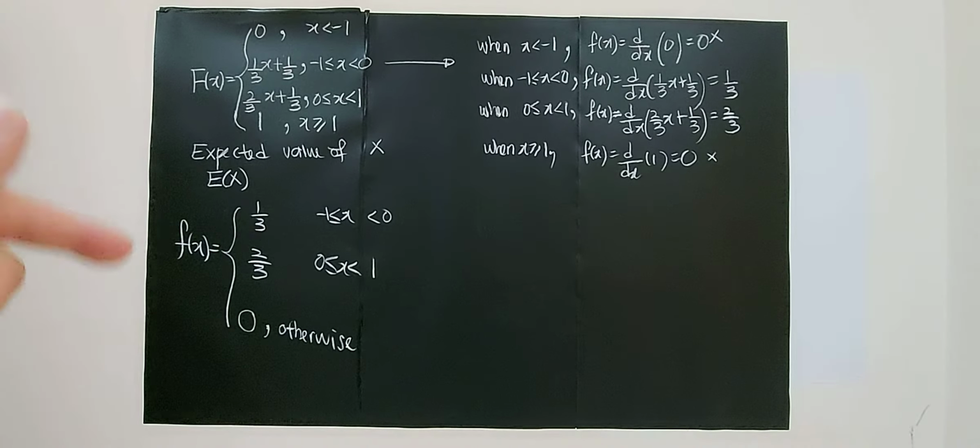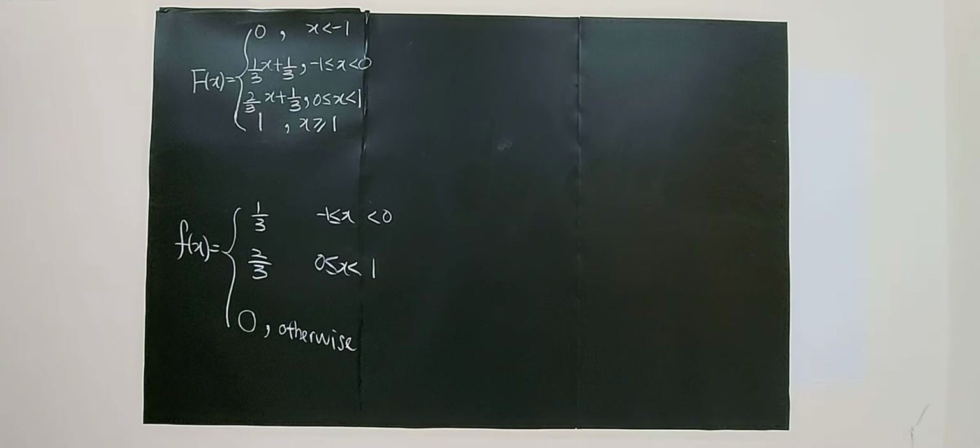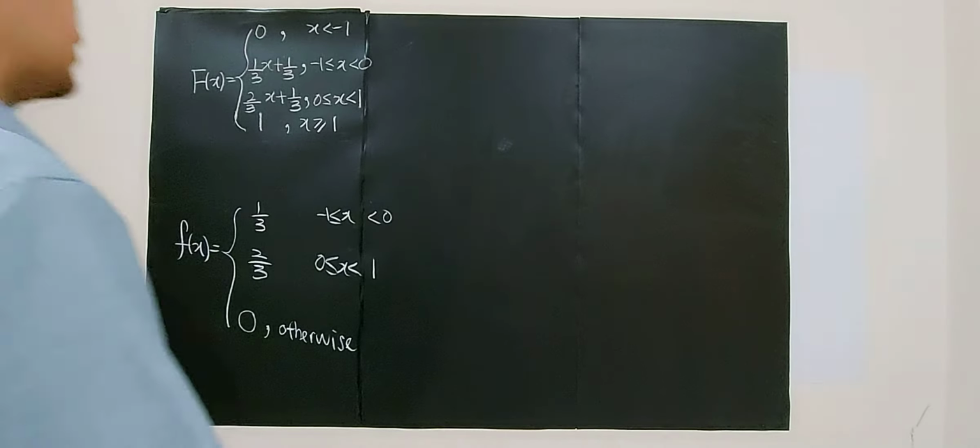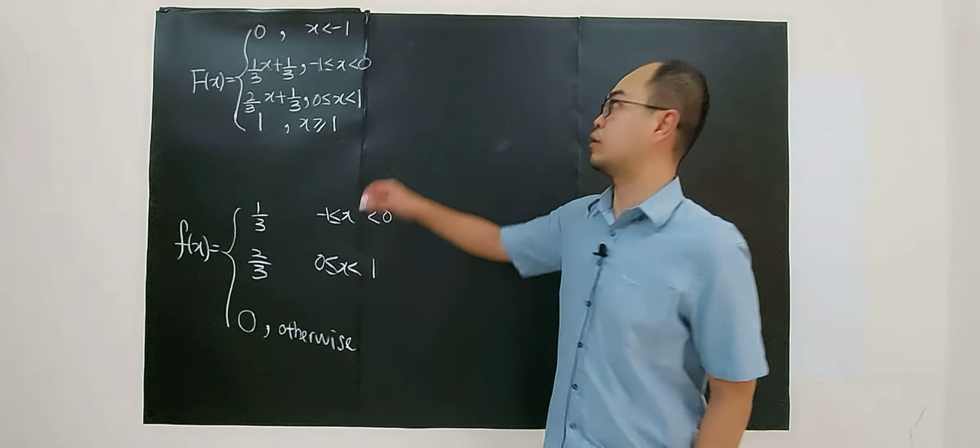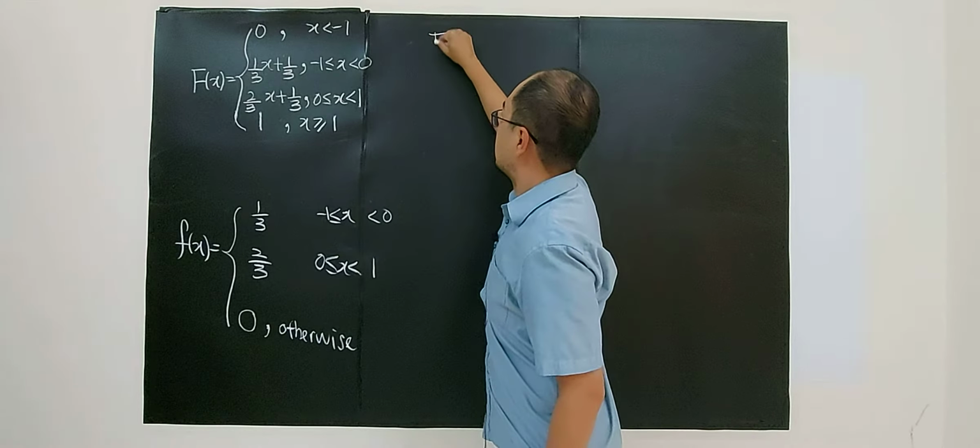Now we have already found the probability density function. With this probability density function, we can find the expected value of x, or the mean of x. Let's see. Later on, if we want to find the expected value of x, or the mean of x, E[X].